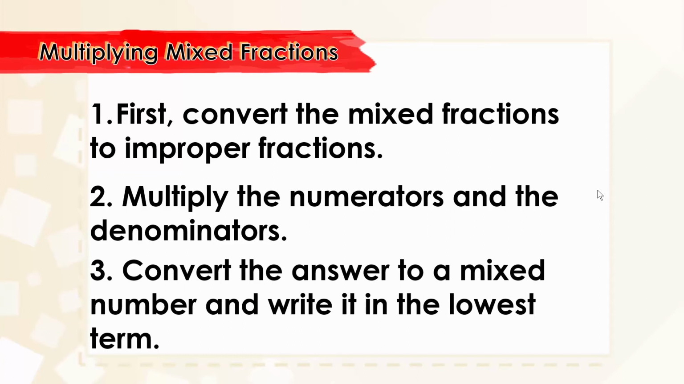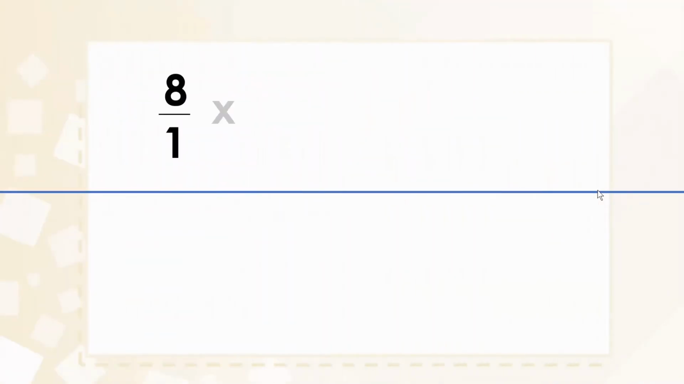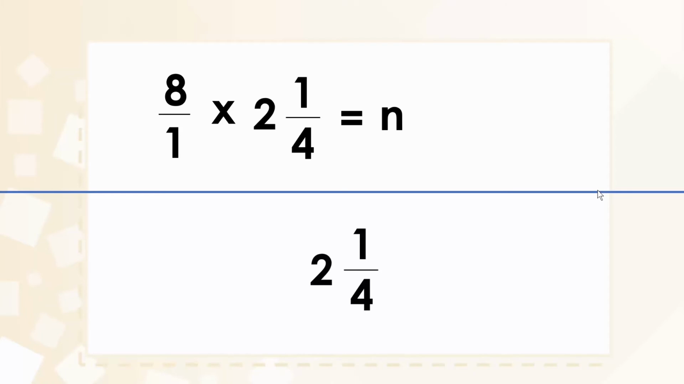Let's have 8 times 2 and 1/4 for example. As you can see, our multiplicand is a whole number. So we simply put 1 as the denominator, and it's going to be 8 over 1. Our multiplier, as you observe, is a mixed fraction. So what are we going to do in order to proceed in the multiplication? We change it into an improper fraction.